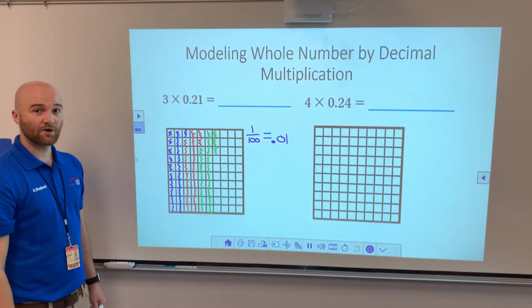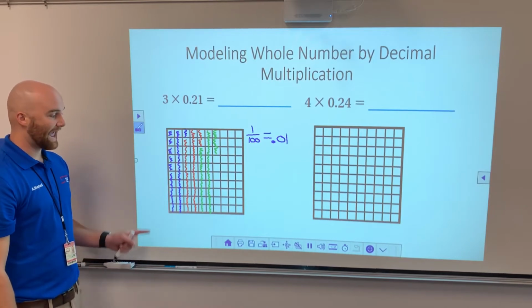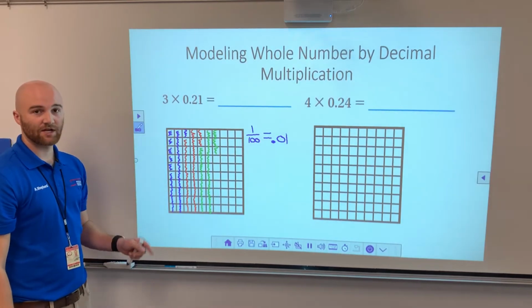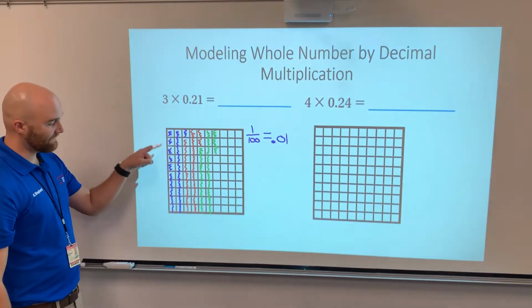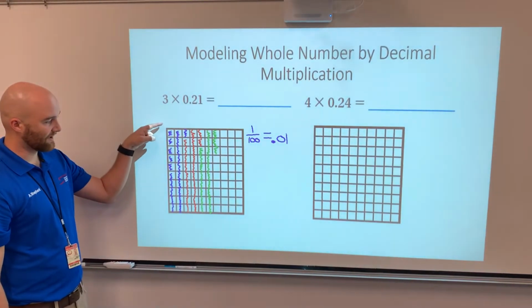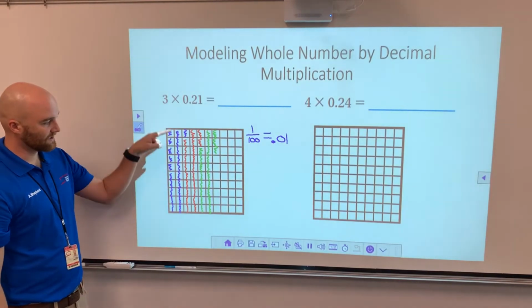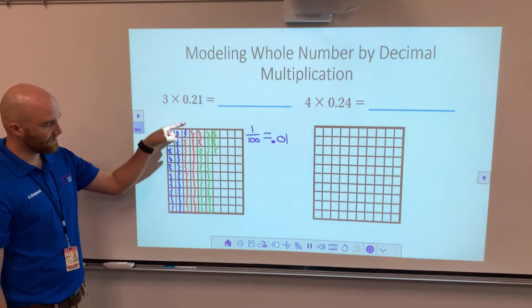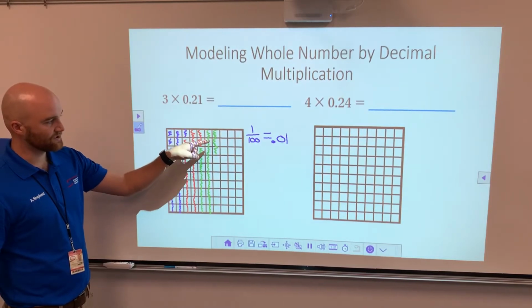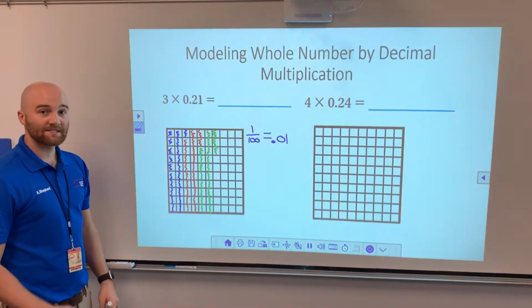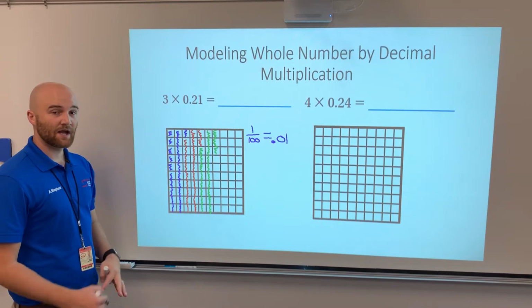To find my answer, I have to know how many of these squares I shaded in, and then write that as a decimal. If I count up every single square that I shaded in, I've counted 10, 20, 30, 40, 50, 60, 61, 62, 63. So that means that my answer is 63 hundredths.